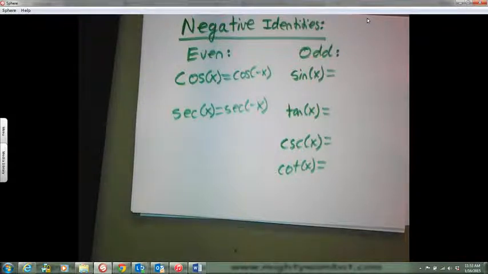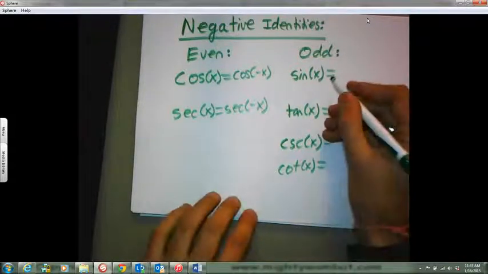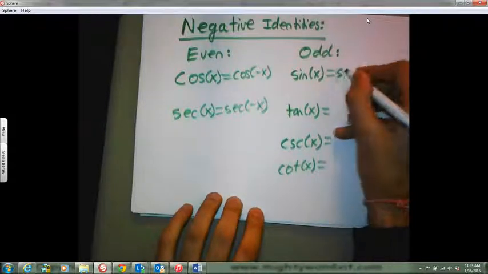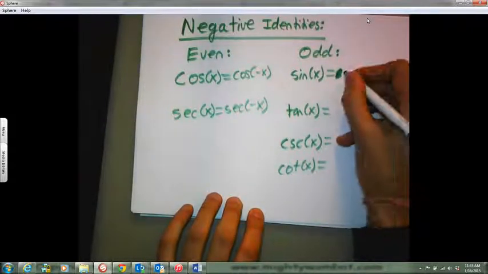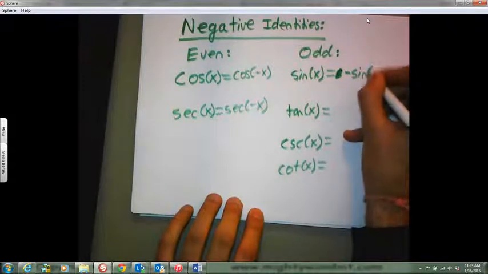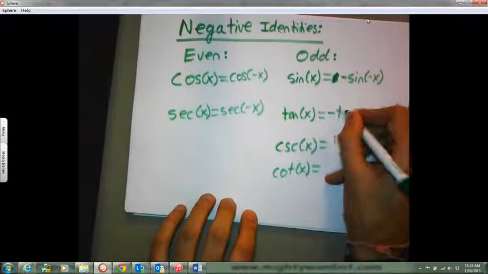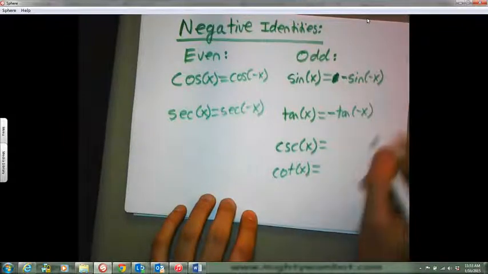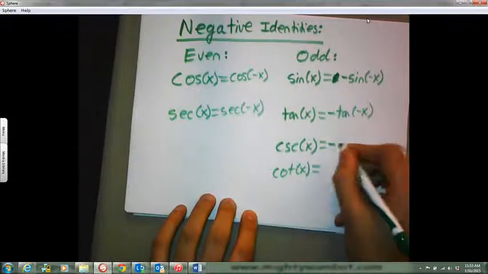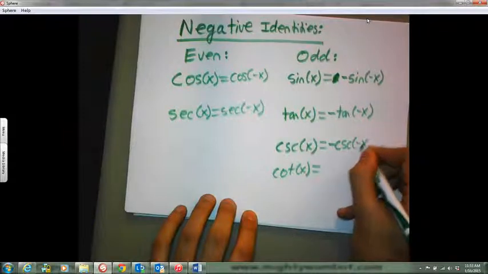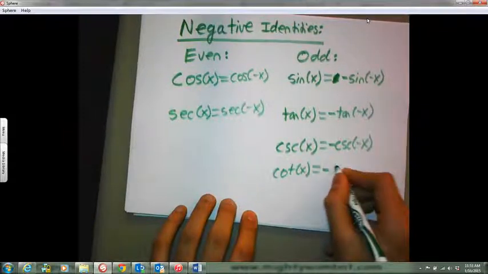Odd functions, however, do not have that property. Odd functions have the property that sine of x equals negative sine of negative x. Tangent equals negative tan negative x. Cosecant equals negative cosecant of negative x. Cotangent equals negative cotangent of negative x.